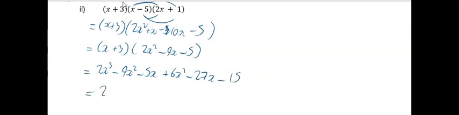And again, your last step is just tidying up. You've only got one cubic term, which is 2x cubed. For x squared, you have minus 9x squared plus 6x squared, which is minus 3x squared. And you've got minus 5x minus 27x, which is going to be minus 32x. And your numerical term is just minus 15.